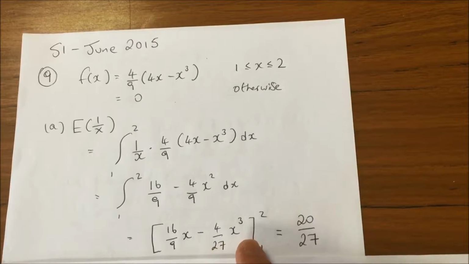I put x equals 2 in first, work that out. Then take away what happens when I put x equals 1 in, and that gives me the E of 1 over x is 20 over 27.